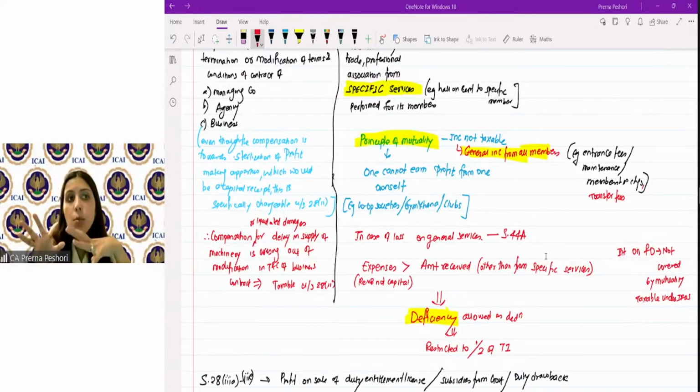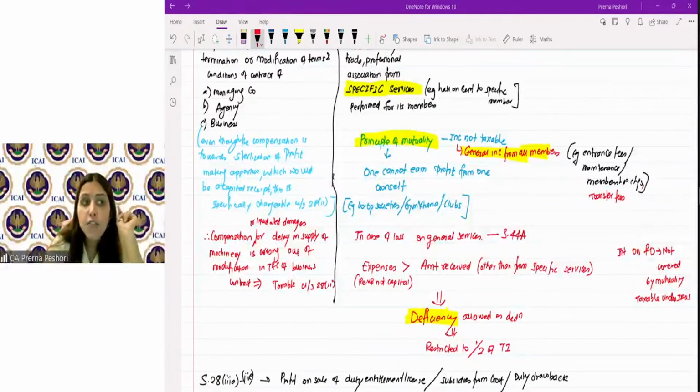So capital gain arises under which section? On the compulsory acquisition of the land, it is 45(5)(a), which says that the capital gain shall be chargeable to tax not in the year of acquisition, but in the year when the first compensation is received. You remember section 45(5)(a) of capital gains, right?